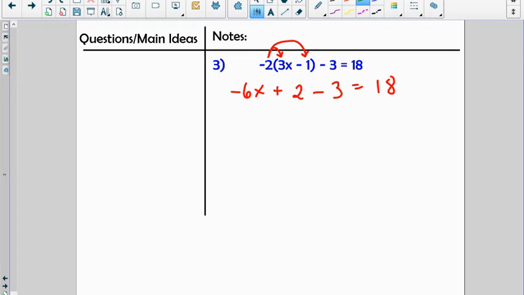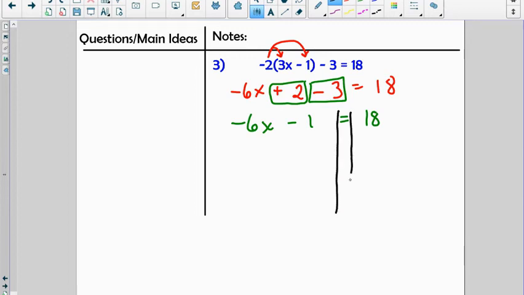Next, we look at our example and we see there are two terms that are considered like terms. They have the same variable parts because they don't have variables. Those are constant terms that we can combine. When I combine a 2 and a negative 3, I can just take 2 minus 3. I get negative 1. So my equation simplifies to negative 6x minus 1 equals 18.